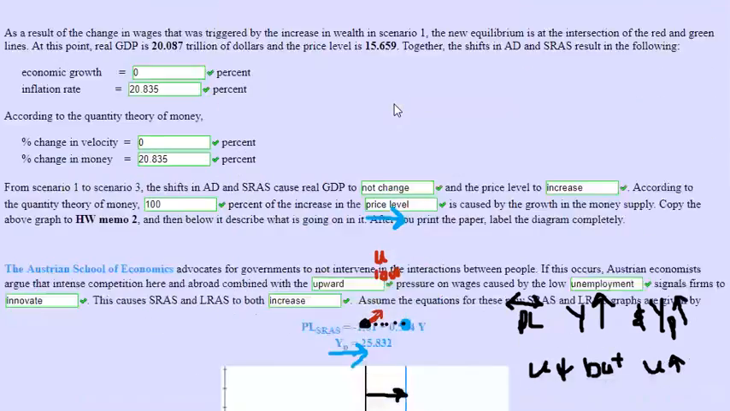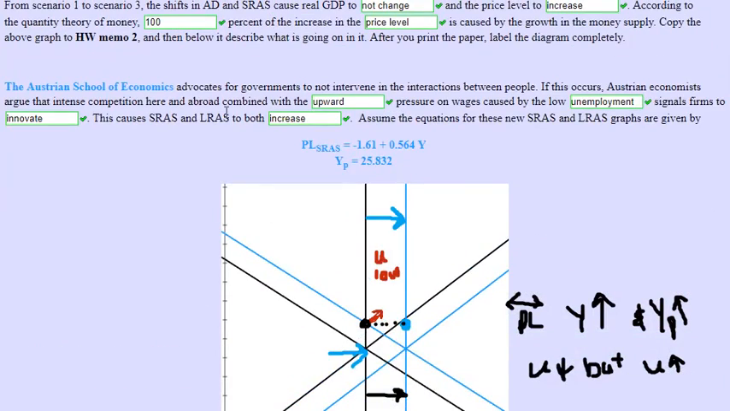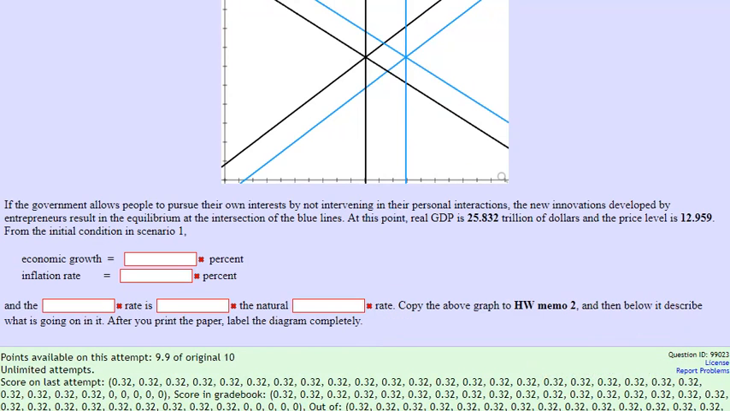And it looks like we got some stuff wrong. Oh, sorry. So we got all these things right up here. We just had to answer the rest of the questions down here. So let's go ahead and erase all the stuff on the graph. Okay, so from the initial condition in scenario 1, there is no inflation here. We go from this point out to this point, so the inflation rate is 0. GDP out here is 25.832. So I'll copy this into my Excel spreadsheet.